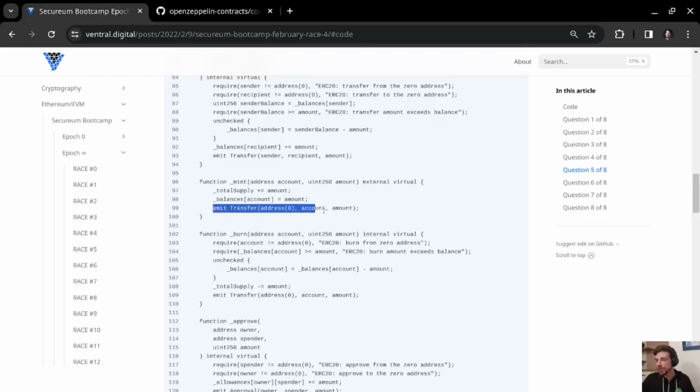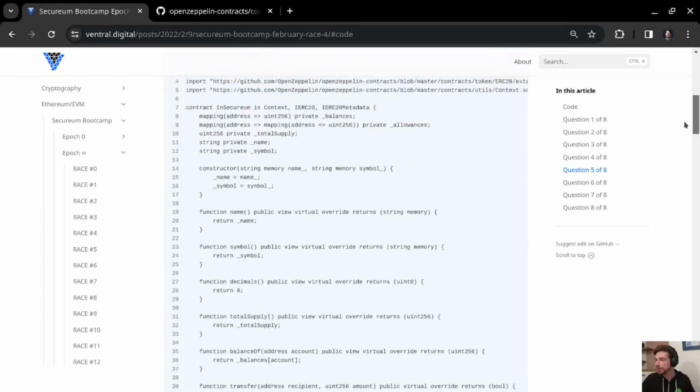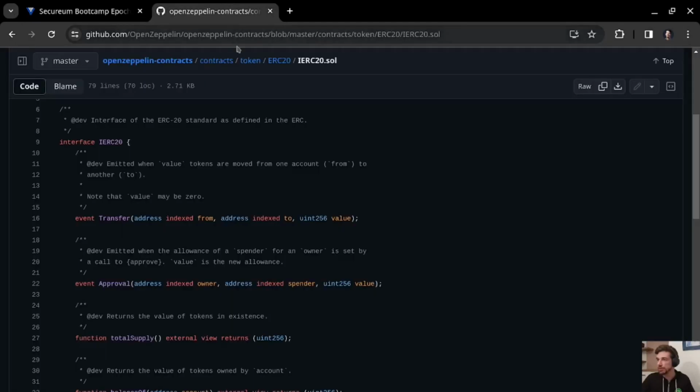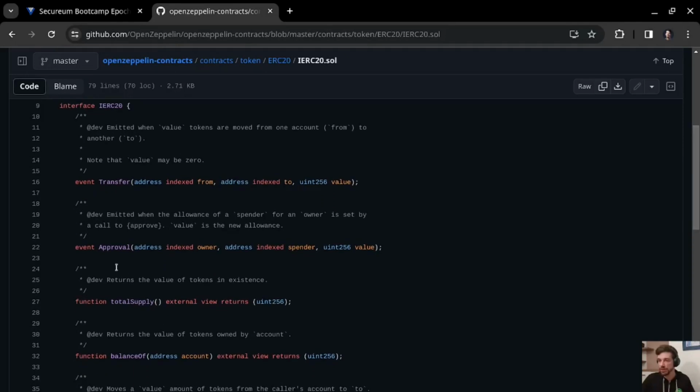So it mentioned the event emission, and we can see that it emits a transfer event with address 0, so that would probably be the from address because it is transferred from nowhere to the account to which it is being minted, with that amount. And if we compare that, as you might remember, we are implementing an interface here, which is IERC20, which comes from OpenZeppelin's contracts. And if we open this, we can see that there are indeed two events defined here.